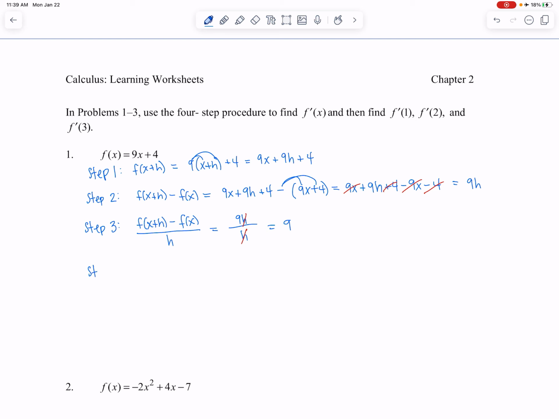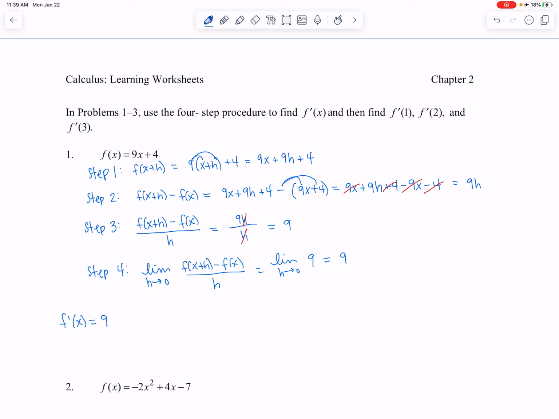And our final step, step 4, is take the limit as h goes to 0 of this guy that you've been working on. So this is the limit as h goes to 0 of 9, and no matter what h is, we're always going to have 9. So now let's call that, I'm going to say f prime of x is 9.